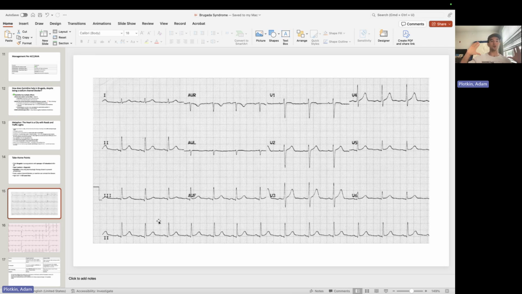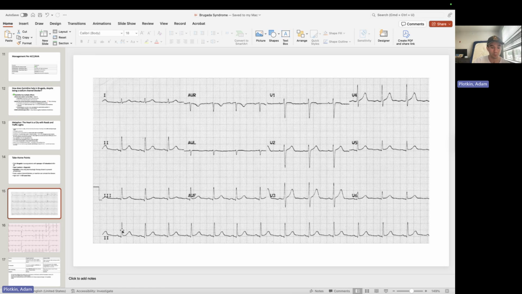Remember, if the electrical signal is moving towards the lead, we'll get a positive deflection. If it's moving away from the lead, we get a negative deflection. So lead 2 is a great lead to look at, right? I look at the forest, and then I look at the trees. This looks like a regular, normal rhythm.